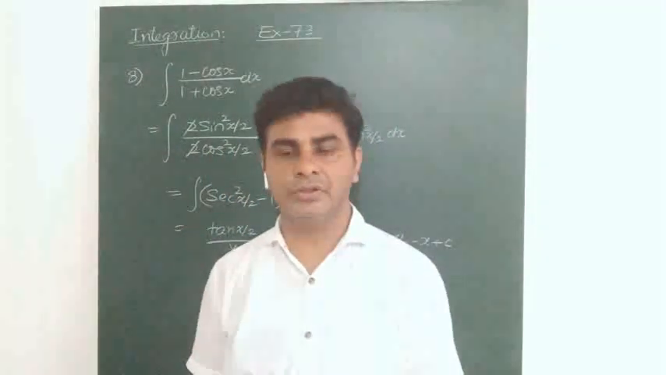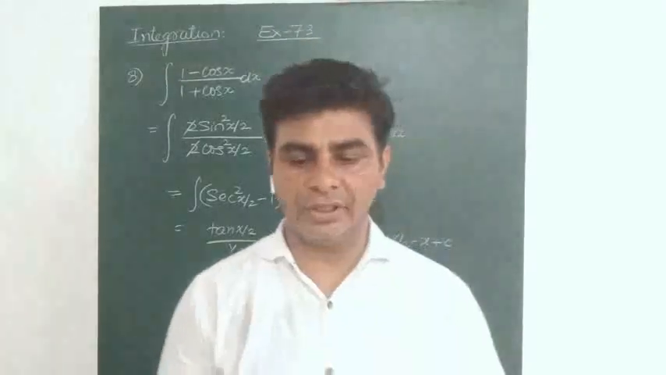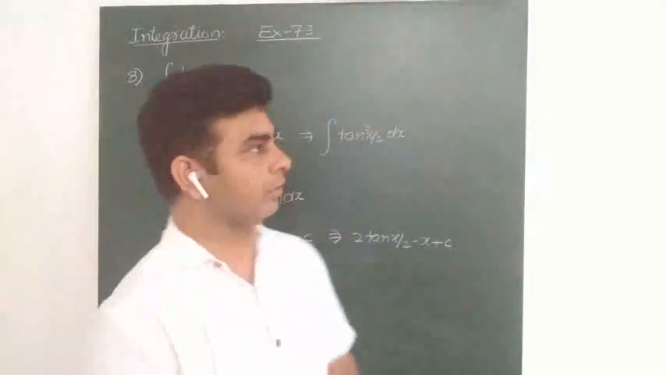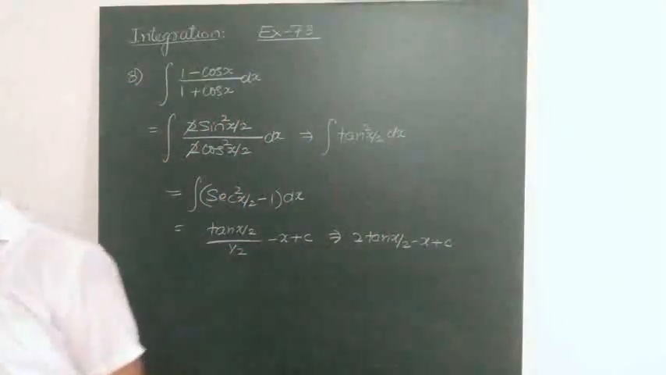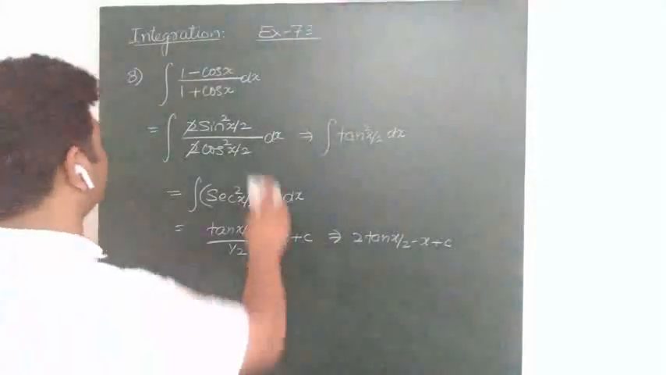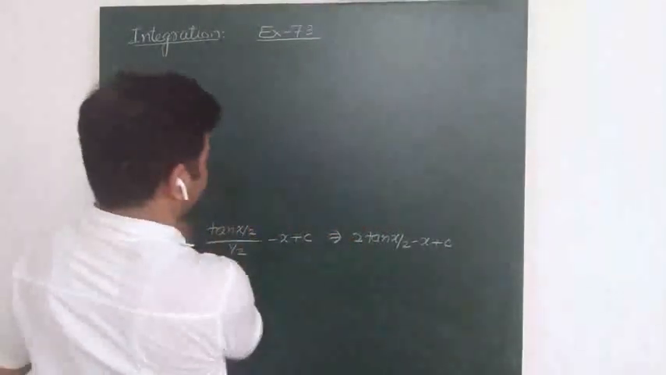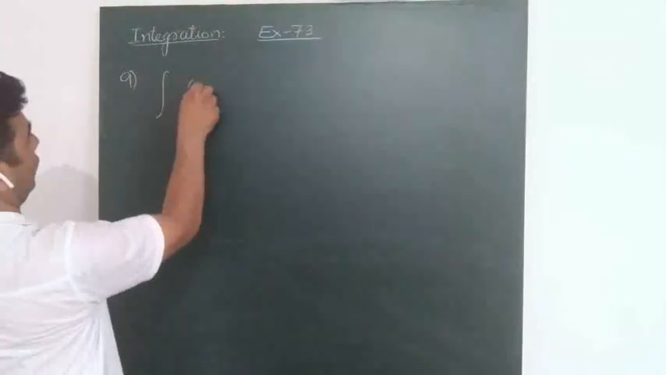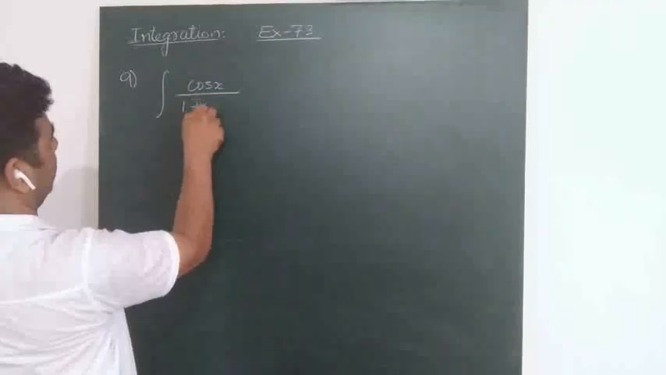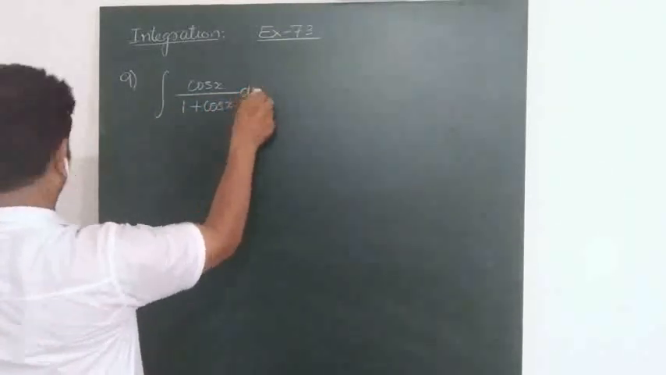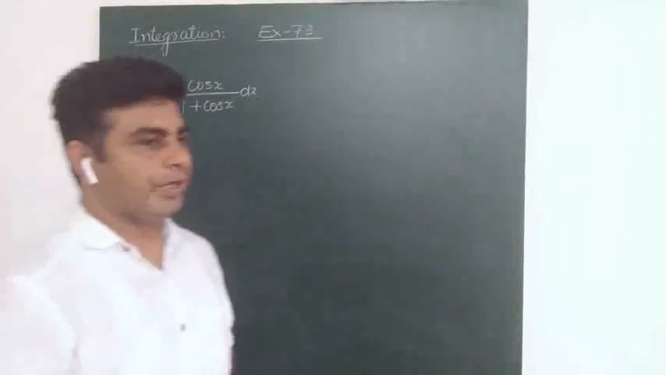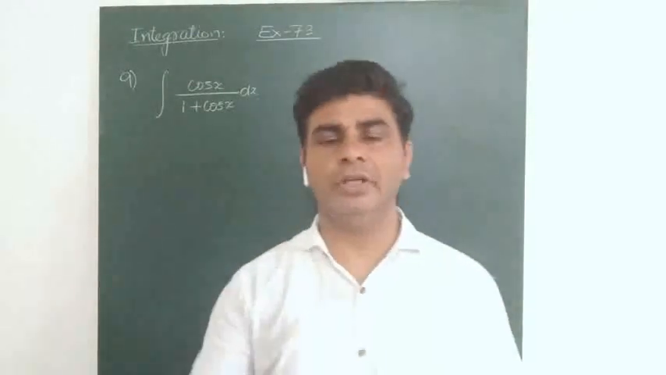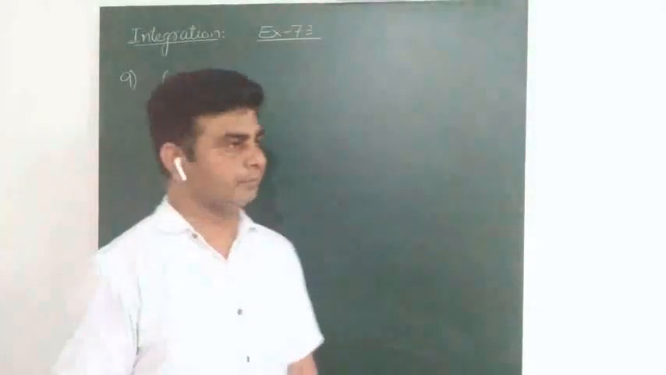Now question number 9. Question number 9 is the same kind: cos x upon 1 plus cos x. This looks similar to question number 8, but it is to be done in a different way. The question number 9 is the integration of cos x upon 1 plus cos x. Let's see, the numerator and denominator are almost looking similar. The difference is only the addition of 1 in your denominator.